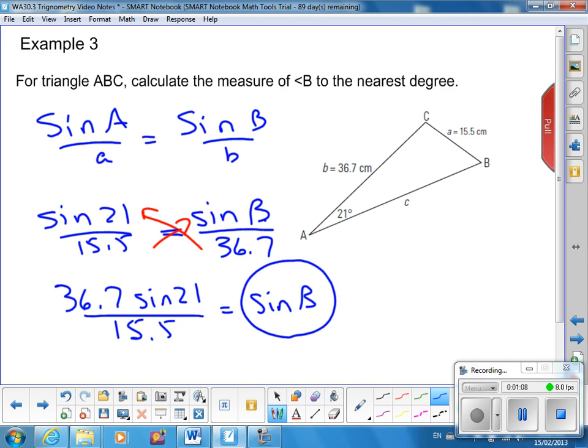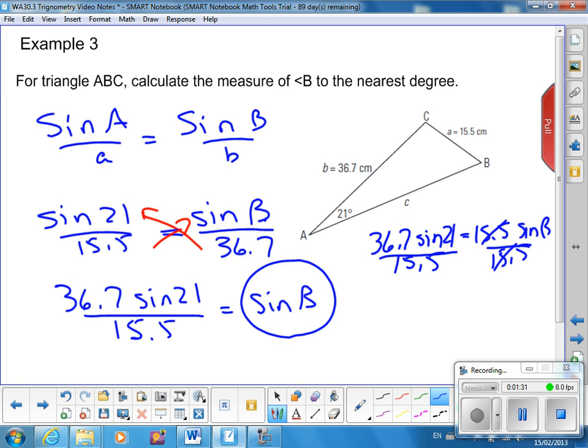If you want to cross multiply them out, you certainly can. 36.7 sine 21 equals 15.5 sine of B, but then you end up dividing by 15.5 to get it back to the other side. Okay? It just avoids that one step. So you'd still end up with the same thing.